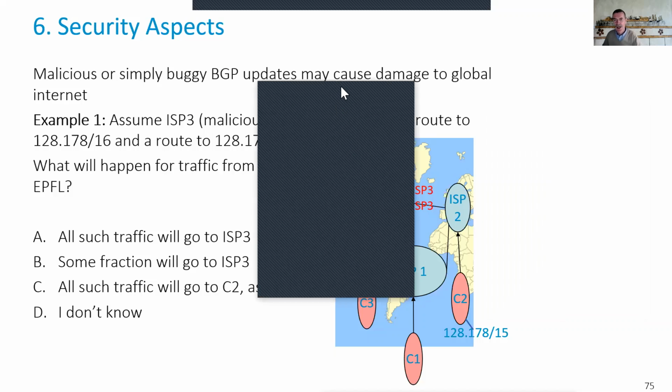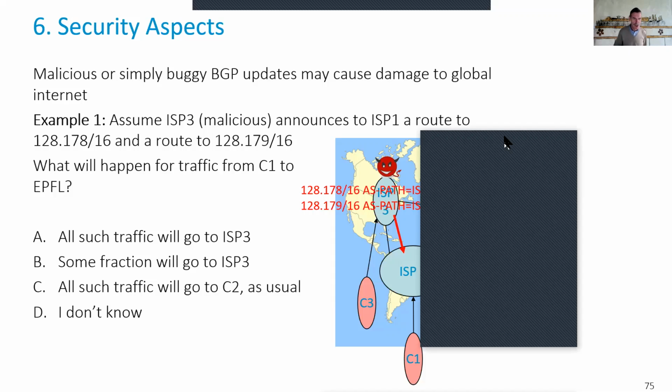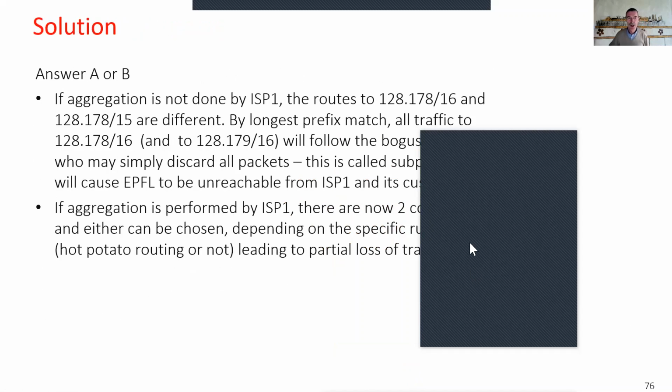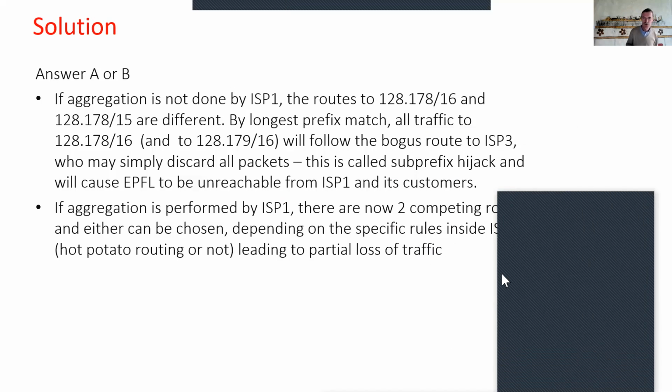And a short majority says A, with a large minority saying B. Well, the truth is we don't know, and both are probably correct. We don't know because it depends what is done in terms of aggregation. If aggregation is not done, then we have two routes. This one, and this route is different from the global route here. So this one will be accepted, presumably. And by longest prefix match, all traffic to this longer prefix will follow the bogus route. So this hijacking will work.